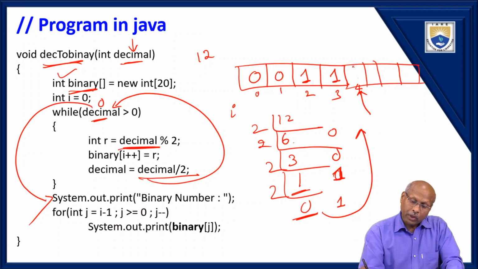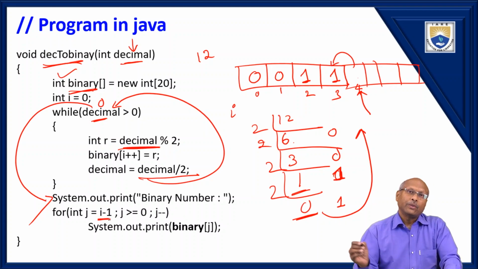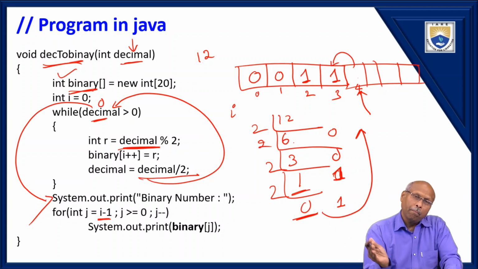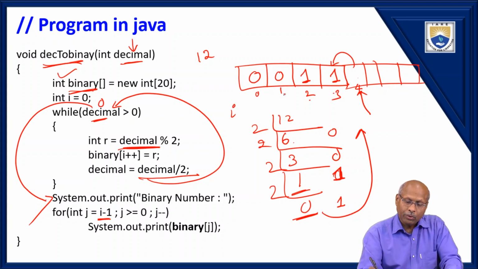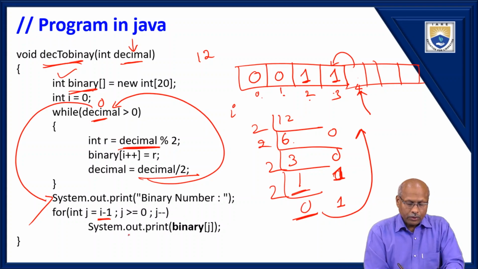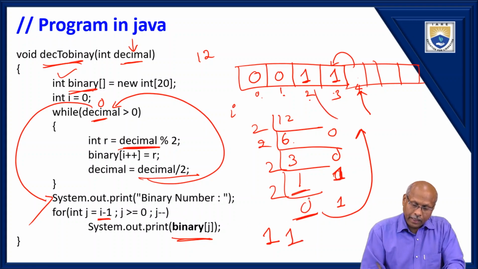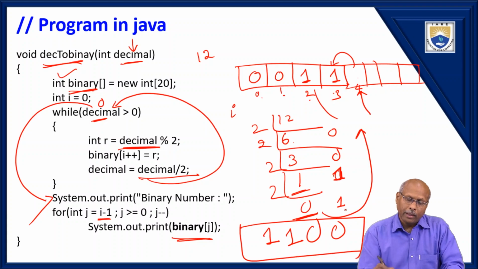So that's why I will come one step back. To come one step back, I wrote here i minus 1. From that position onwards, I will come backward. Whatever data is available at the 3rd place, 2nd place, 1st place and 0th place, that value I will print. That is my binary value. So System.out.print binary of j. Initially it will print 1, then 1, then 0, then 0. So that means 1 1 0 0 is my binary equivalent of 12.